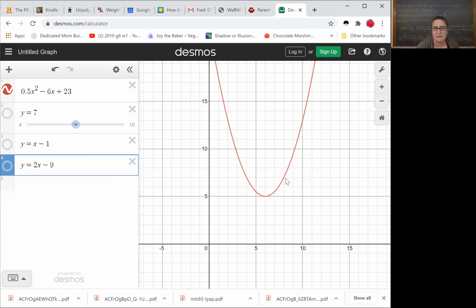Here's the point at 4. If I draw the line between the point at 4 and the point at 8, in fact, that does have a slope of 0, which is what we had found if I did the average velocity between 4 and 8.